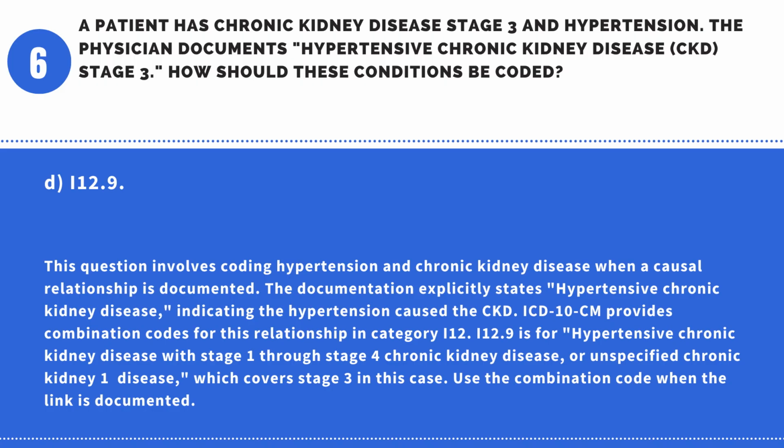Answer: D. I12.9. This question involves coding hypertension and chronic kidney disease when a causal relationship is documented. The documentation explicitly states hypertensive chronic kidney disease, indicating the hypertension caused the CKD. ICD-10-CM provides combination codes for this relationship in category I12. I12.9 is for hypertensive chronic kidney disease with stage 1 through stage 4 chronic kidney disease, or unspecified chronic kidney disease, which covers stage 3 in this case. Use the combination code when the link is documented.